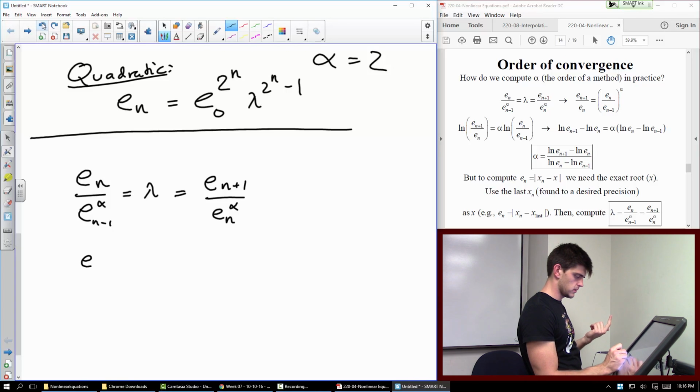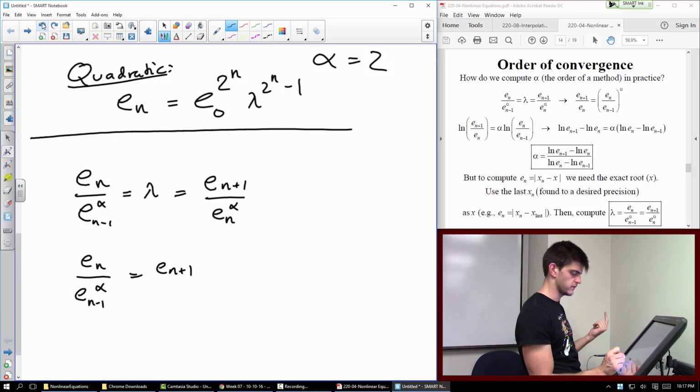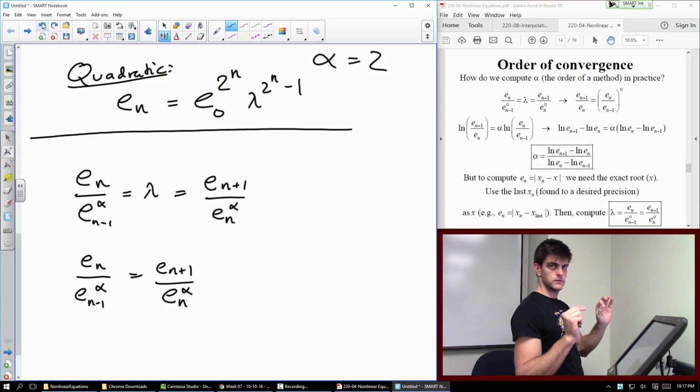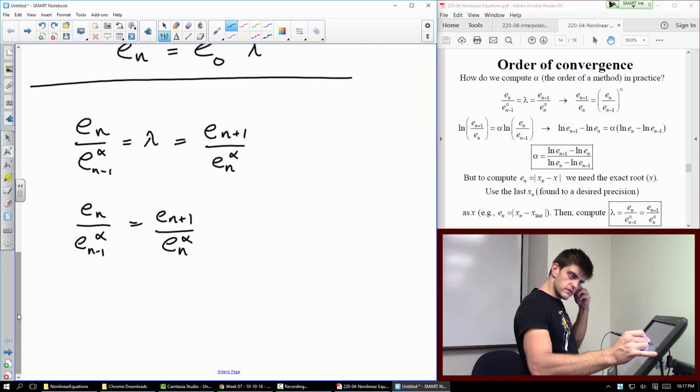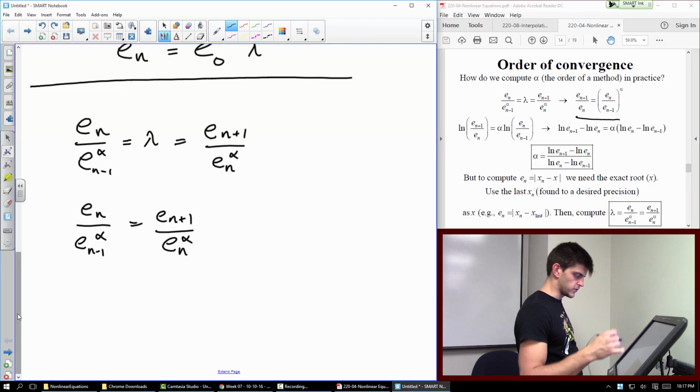We can write error at the nth step over error at the n minus one step equals error at the n plus one step over e sub n to the alpha. And again, these are errors. These are not Euler's number. And so you can follow the derivations here of what's done with this. You basically collect the alpha terms on one side and you take the natural log of this equation. This is why it's important to not treat this like Euler's number, because if you take the natural log of Euler's number raised to some power, you just get that power. It's not what this means. Anyway, might as well do it.